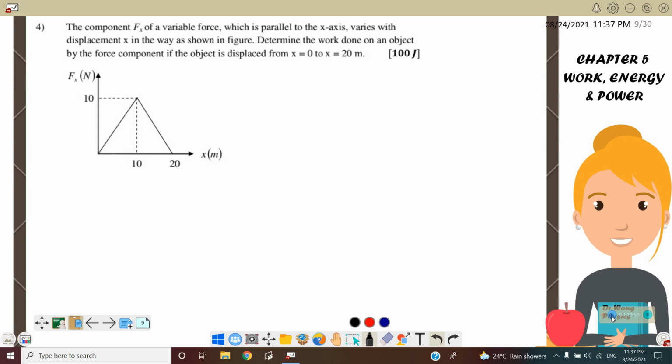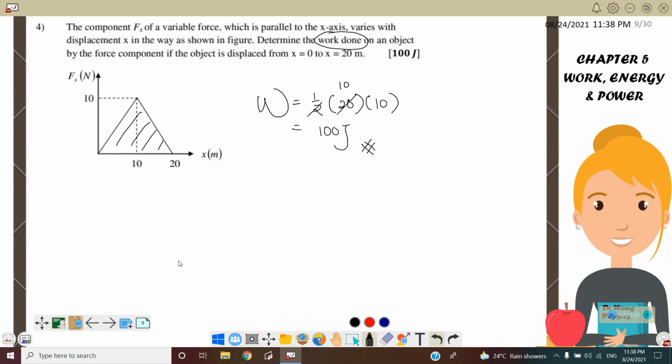Okay, next one, question number 4 gives you the graph of F versus the displacement, and the task is to find the work done. We know that the area under the graph is the work done. So we can straight away use half times 20 times 10. If you cancel off, you will get 100 joule. So this is a triangle, so we use half times the force times the displacement, and you will get 100 joule.